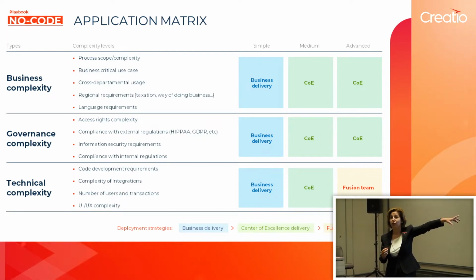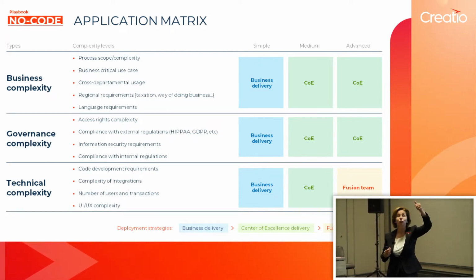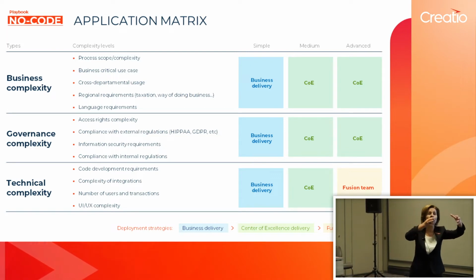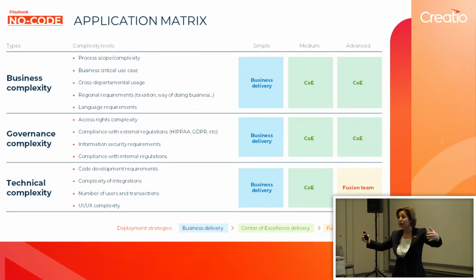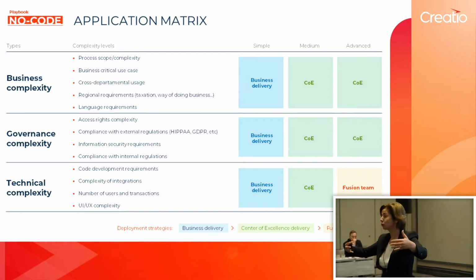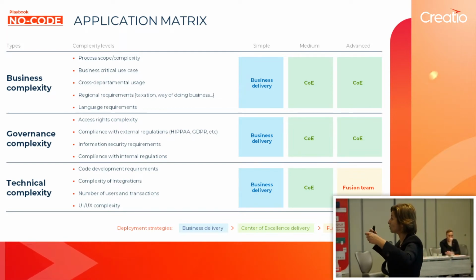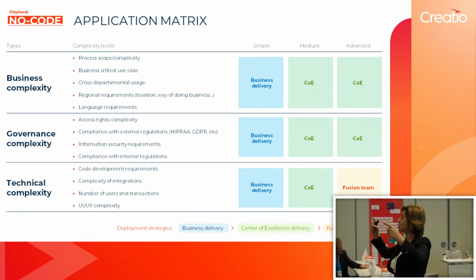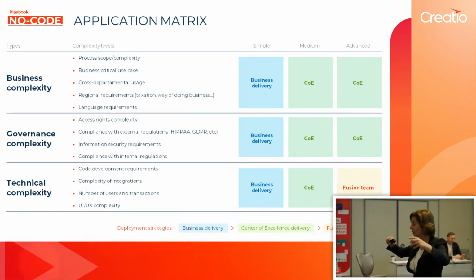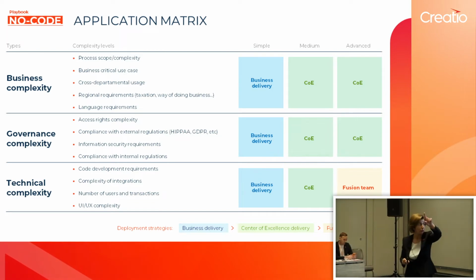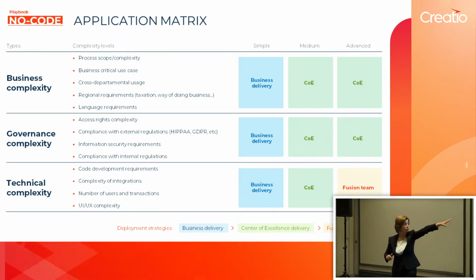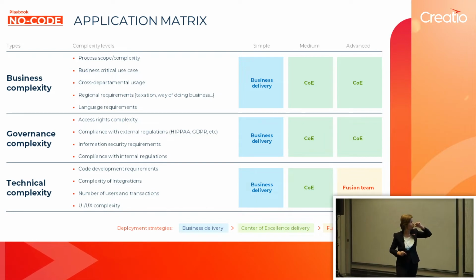Finally, we have the fusion team. And just as a reminder, the fusion team consists of the no-coders and software developers. And just as a reminder, the best practice that we recommend is a ratio of 3:1 or 4:1, 3 no-coders to 1 software developer, okay? So that's where the fusion team finally pops up.